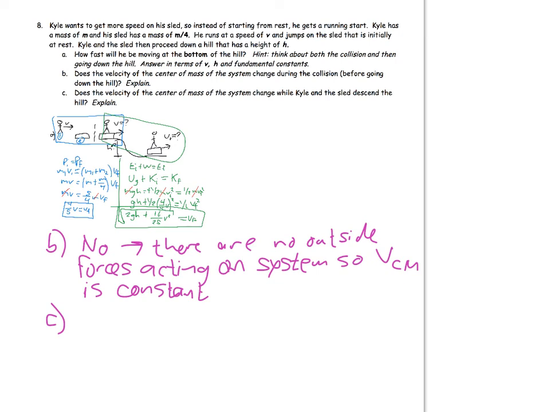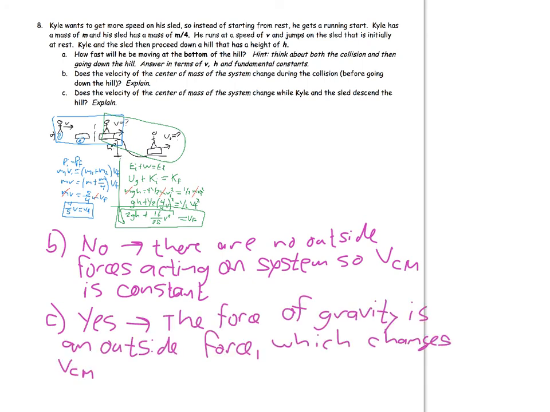Second question asks if the velocity of the center of mass changes as we go down the hill. And in that case, it does change because there's a force of gravity acting on the object as we descend the hill. That is an outside force, and that changes the velocity of the center of mass.